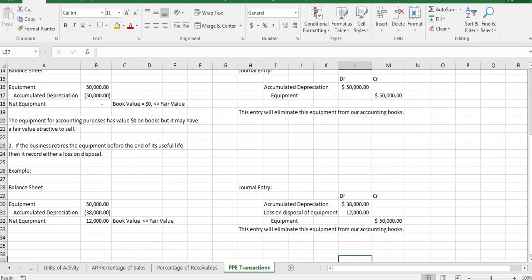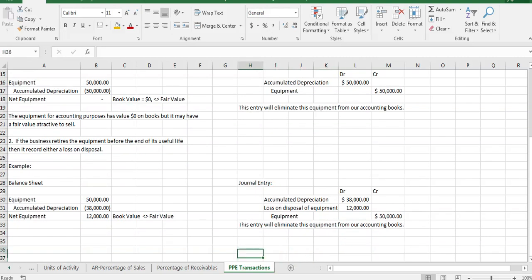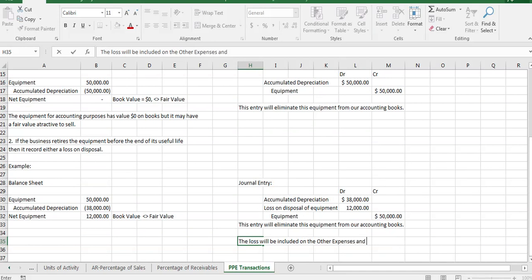Why the historical cost? Because in US GAAP accounting, historical cost is not modified. So you keep the asset on historical cost, and if you decide to retire before, then when you credit, you will credit the historical cost, and the loss will be included in the other expenses and losses in the income statement.